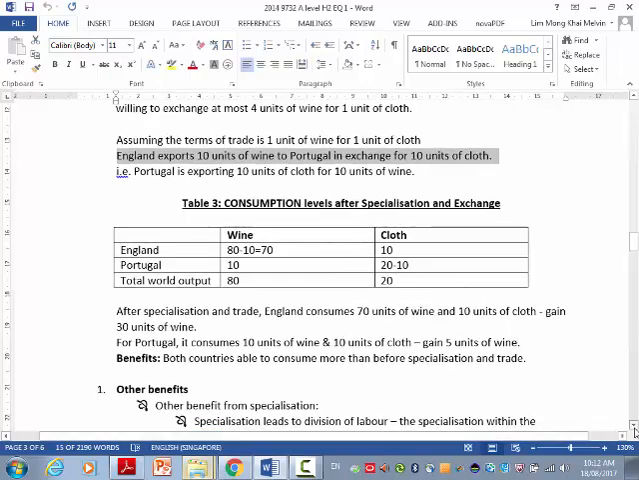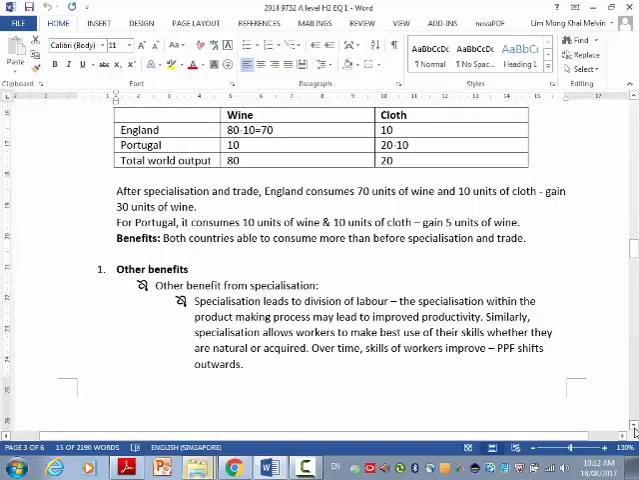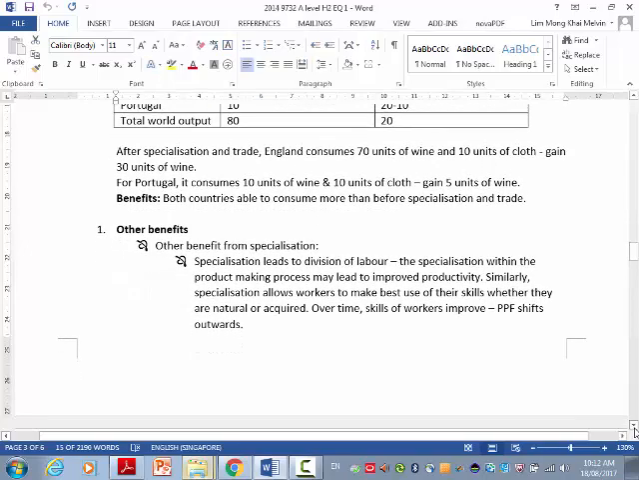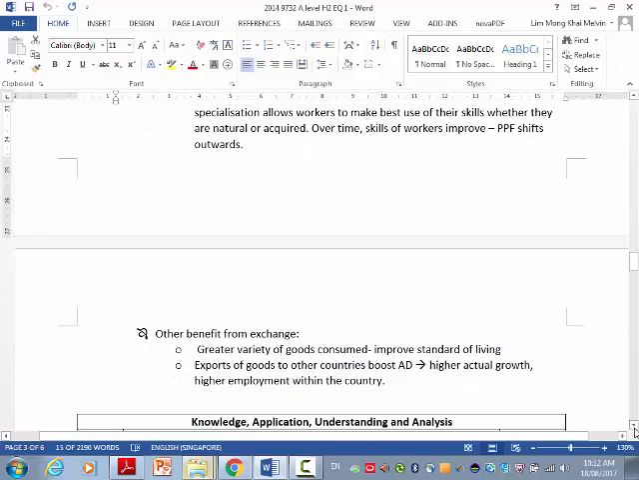Other benefits that come along, alright, we talk about specialization leading to improved productivity. The skills of workers improve, PPF shifts outwards. Other benefits from exchange: greater variety. Then exports of goods can help to boost your AD. And that's all for part A.